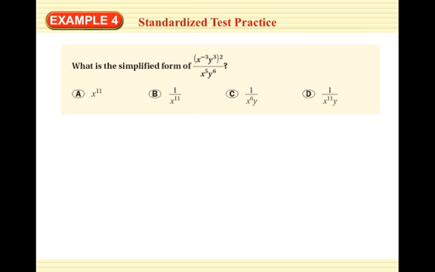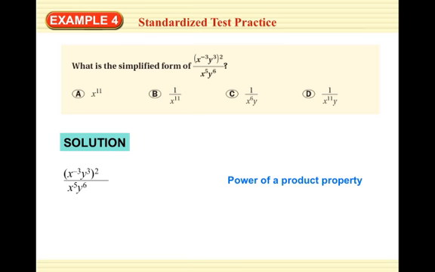What is the simplified form of x to the negative 3, y cubed, the whole thing squared, divided by x to the 5th times y to the 6th? Okay, so write down the original problem. And we're going to use power of a product property, which means we're going to square both the x to the negative 3 and the y cubed. So we've got x to the negative 3 squared, y cubed squared, and then our denominator, x to the 5th times y to the 6th.